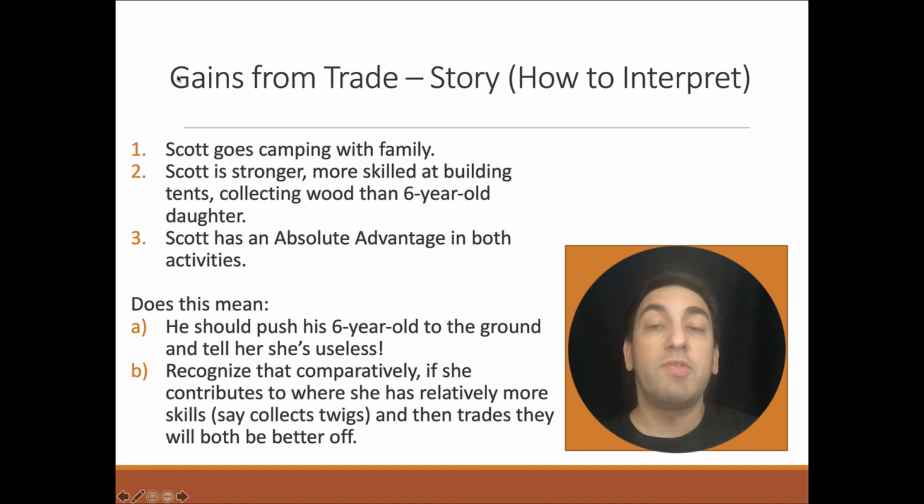So Scott, even though you're better than a 6-year-old in collecting twigs, if you let that 6-year-old go and collect twigs for firewood, that would allow you the opportunity to collect the heavier wood, or to go fishing, or to set up a more challenging item. Rather than just telling my daughter that she's good at nothing and she should do absolutely nothing, I need to look at comparatively where she can contribute, and collectively we'll all be better off.